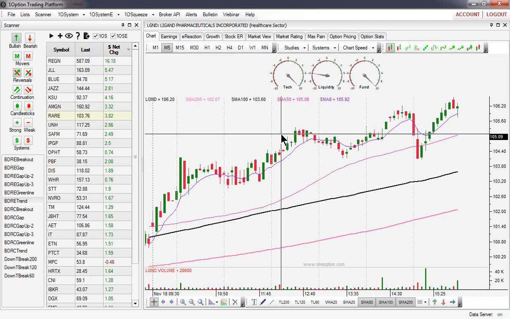Some traders, when it goes up and compresses like that, will actually add to the position at that point, anticipating that it's going to go up. That's really a personal preference as far as how you trade. I'm relatively conservative, and I'd rather take the profits when I've got them. Then if it breaks back up again, I can always re-enter the trade later on.